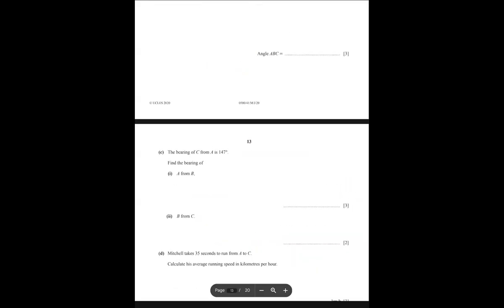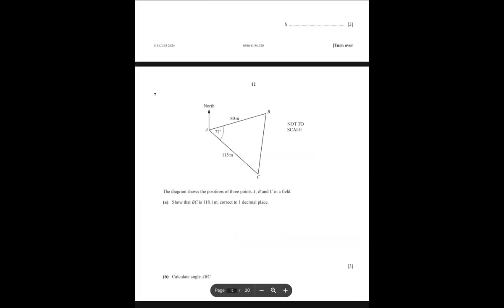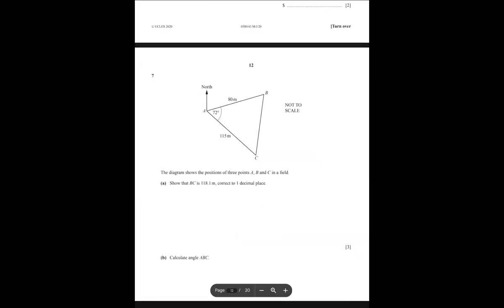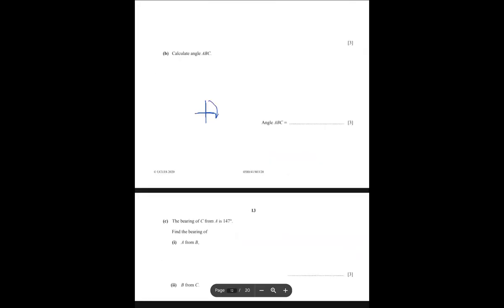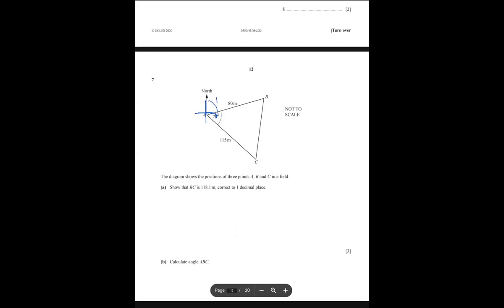Okay, question 3, find the bearing of A from B. Okay, bearing of C from A. Bearing of C from A is 147. C from A. From A means I draw my compass at A, and then C is this. So I'm told that this angle is 147, which means this angle here is 147 minus 72. Okay, this is 75 degrees.